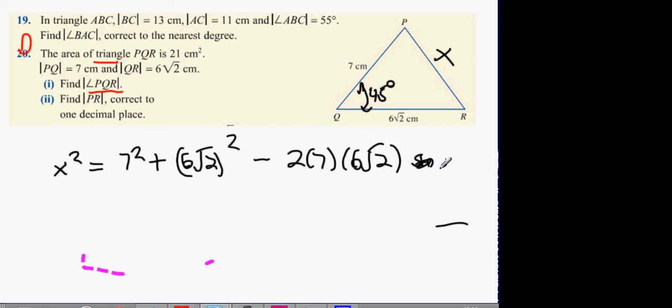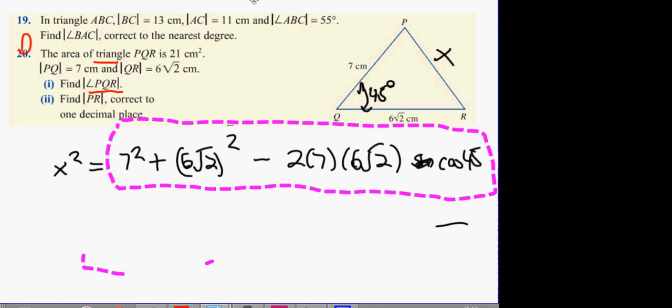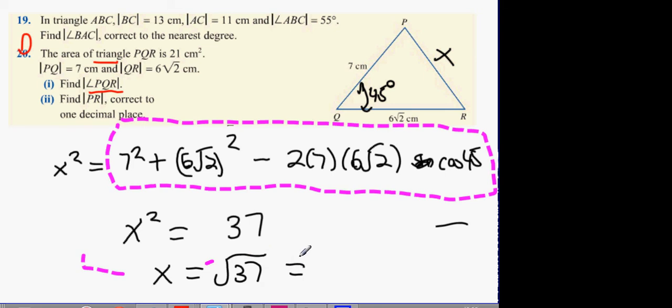It's called cosine rule for a reason. Somebody put all of that into the calculator, please. All of this. What do we get? 37. What is the square root of 37? What's square root of 37, guys? 6.08.